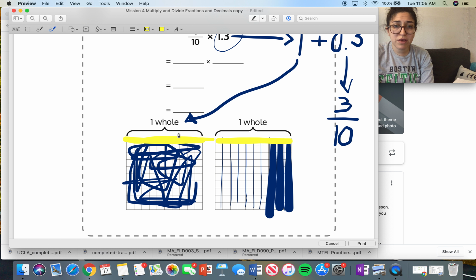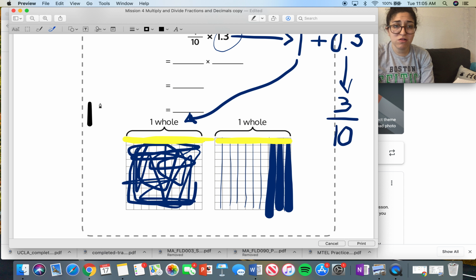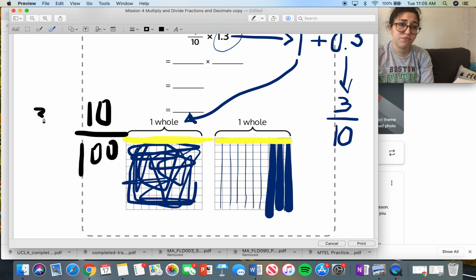Well, we know that this box, the whole thing was shaded in blue. So all 10 pieces are shaded in, all 10. 10 out of what? 10 out of 100. And then what about here? How much was shaded in? Well, only 3 were shaded in, right? 3 out of what? 3 out of also 100.